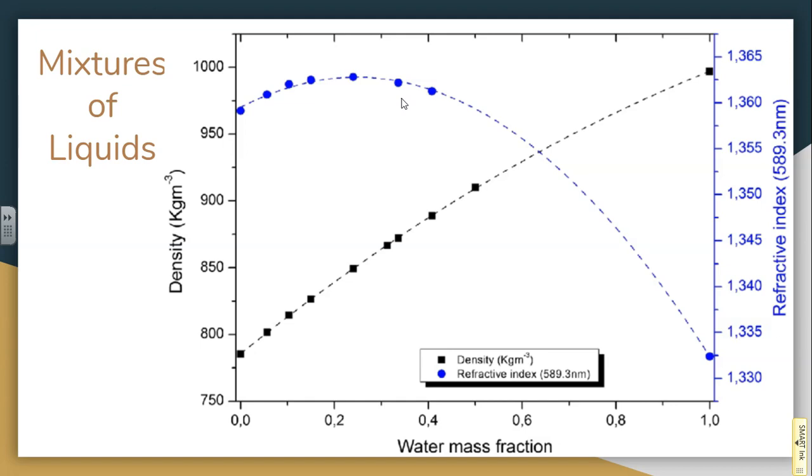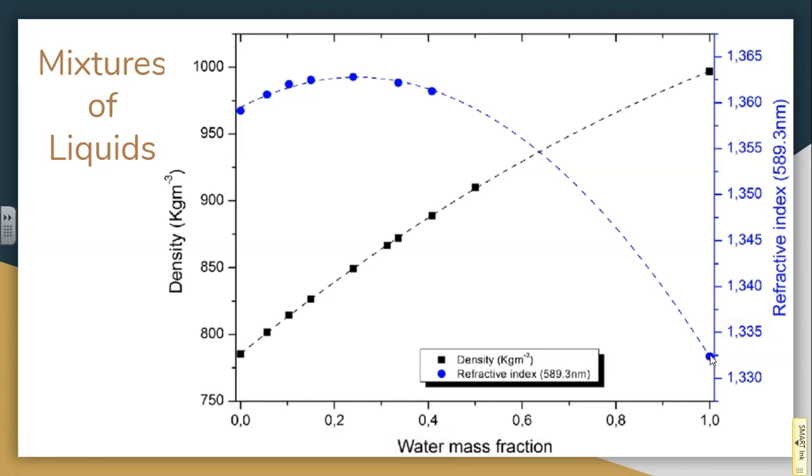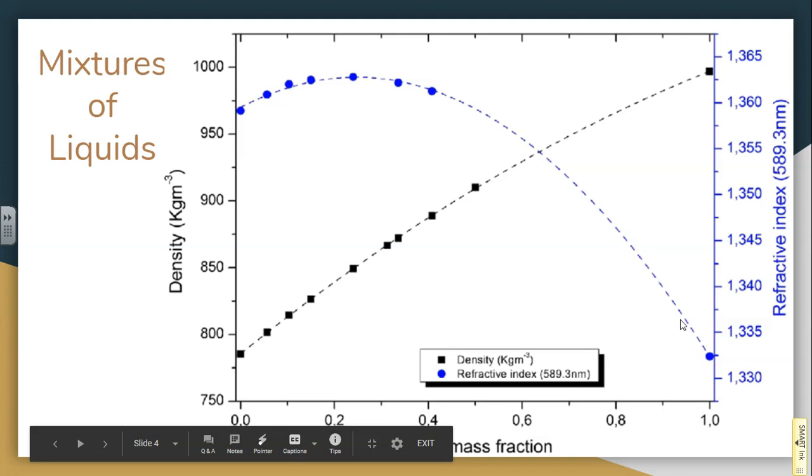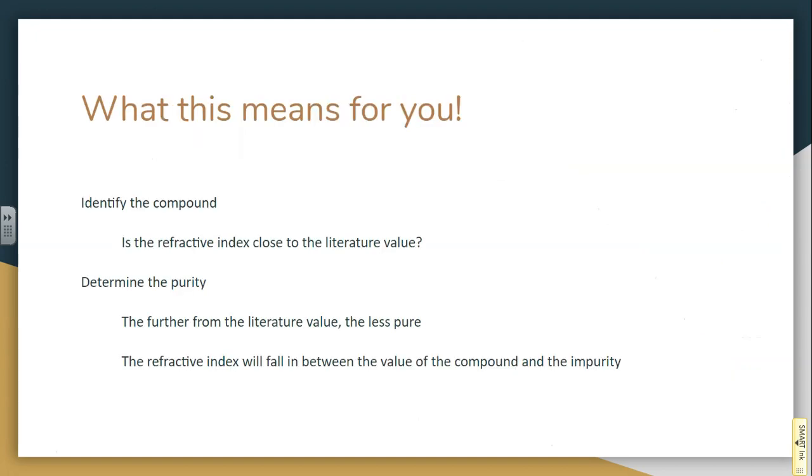The long and the short of this is that if you have a pure compound, like let's say we had pure water, and then we had a sample that was contaminated with just a little bit of ethanol, we could see that in the refractive index data. You could see how the pure compound was impure by the ethanol based on the data. So what does this all mean for you? Well, there's a couple of things that you can get from index of refraction.